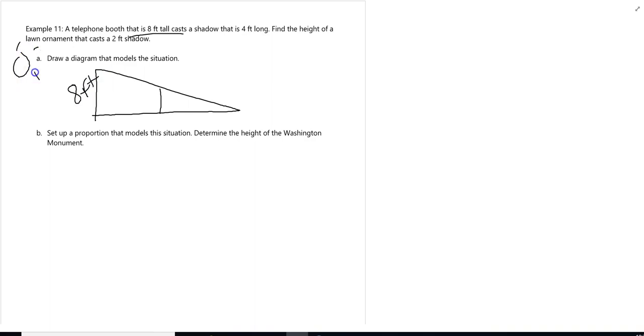right? Sun's over here. And it casts a shadow that's 4 feet long. So from here all the way to here is 4 feet. And then it says that we need to figure out what the height of this lawn ornament is. So we don't know what the height is, but we do know that it casts a shadow of 2 feet.